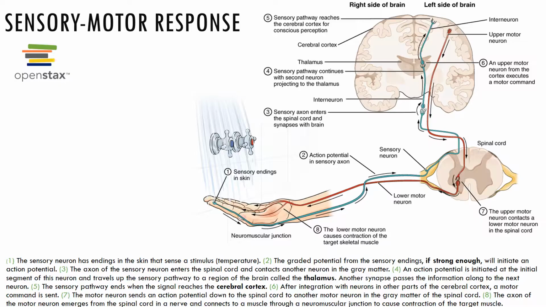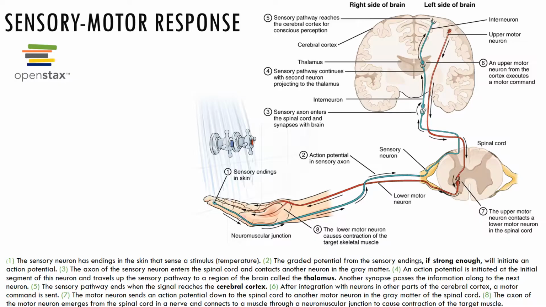Another synapse passes the information along to the next neuron. The sensory pathway then ends when the signal reaches the appropriate area of the cerebral cortex. After integration with neurons in other parts of the cortex, a motor command is then initiated. The motor neuron will send an action potential down the spinal cord to another motor neuron in the gray matter of the spinal cord. The axon of the motor neuron emerges from the spinal cord in a nerve and connects to a muscle through the neuromuscular junction to cause contraction of the target muscle.